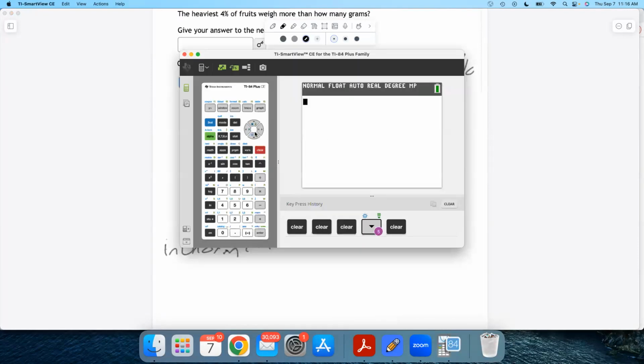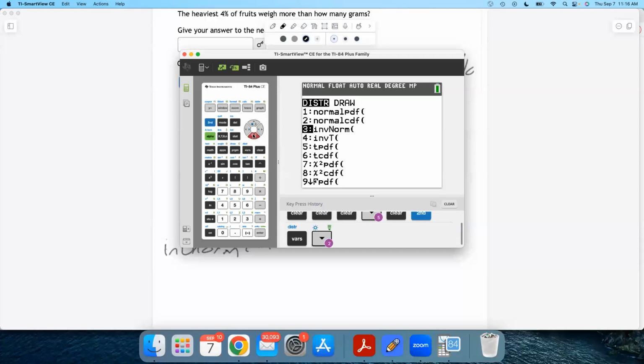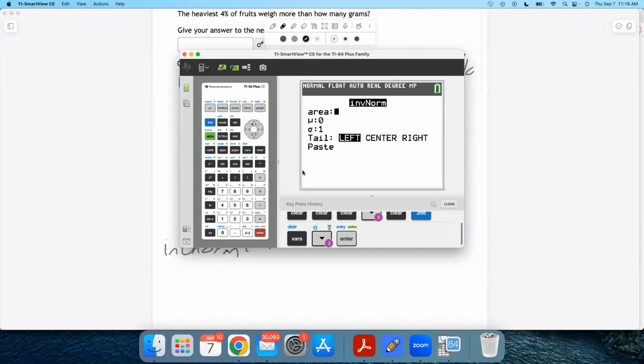Okay, so I'll come here into the calculator. I go into distribution here, second vars, down to button number 3. Now, your screen might look a little different. Your screen might just say inverse norm and it's just blinking. Then you would just type the 0.96 and hit enter. The rest of us that have a screen that looks like this, we're always going to leave these two alone. Again, I know there are shortcuts, but the shortcuts don't always work. So if you don't know what you're doing, don't mess with these. Leave that at 0 and 1 and leave that at left.